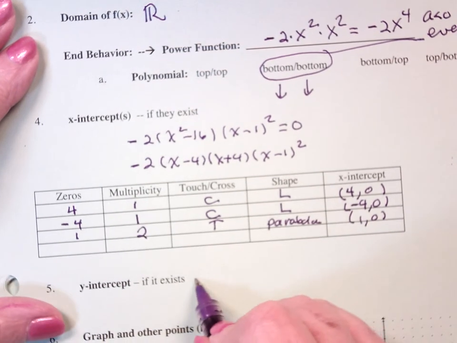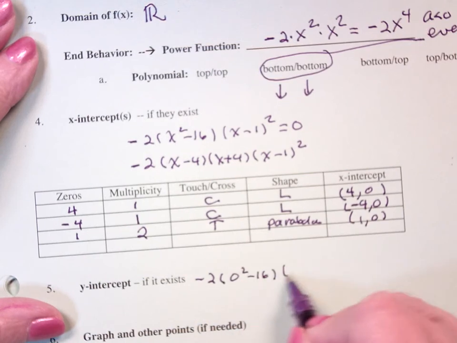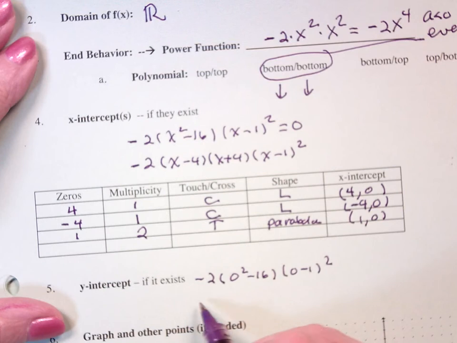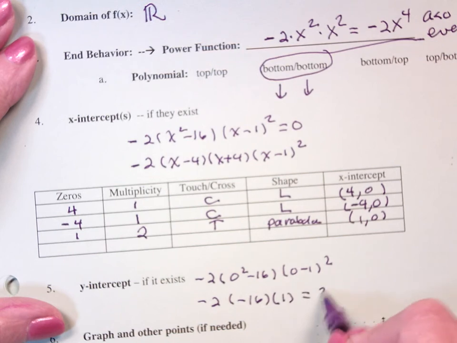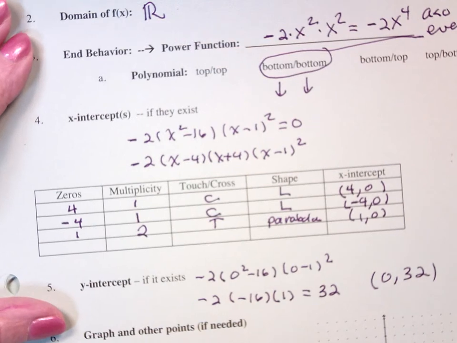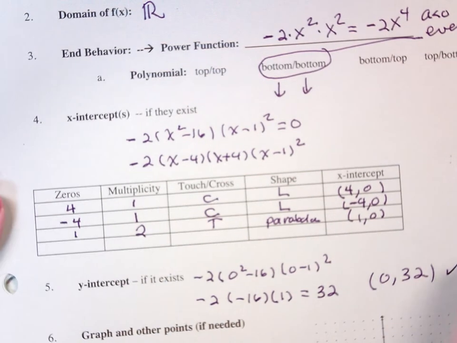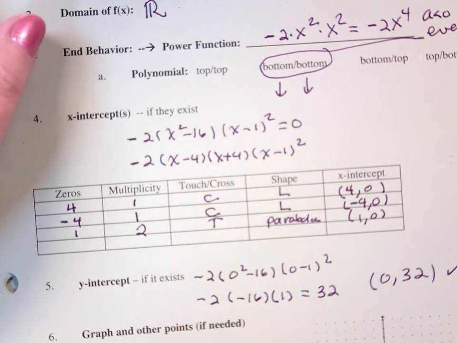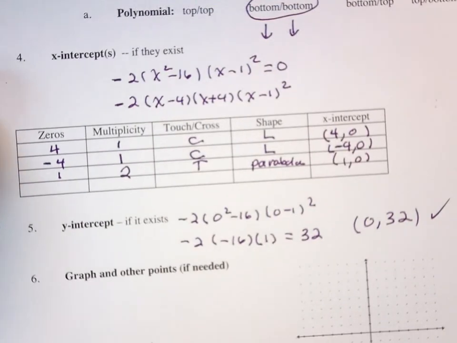The y-intercept is negative 2 times (0 squared minus 16) times (0 minus 1) squared, which is negative 2 times negative 16 times negative 1 squared, which is just 1. It's positive 32, so it's 0, 32. I'm going to ignore him, and the reason for that is I don't know how big the humps are, but he does have that. And if I had a big enough piece of graph paper or scaled my paper, I'd include him, but I know he does cross the x-axis someplace.